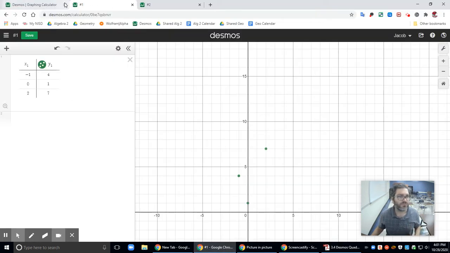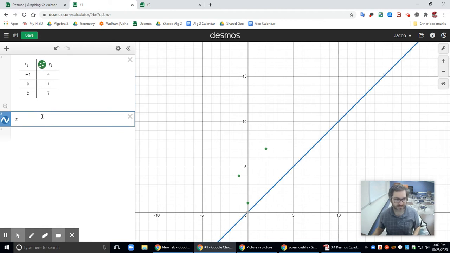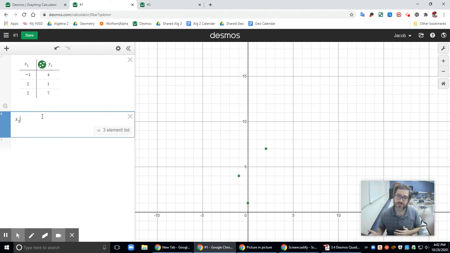So you'll click in line 2, and you have to type in y sub 1 and x sub 1 anytime you want to use the x and y variables. You have to put the sub 1 because it needs to reference back to that table. If I just type in an x, it could mean any x. But if I type in x1, now it knows I'm talking about the x values from that table.